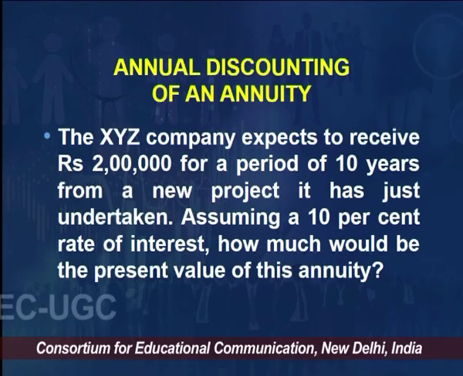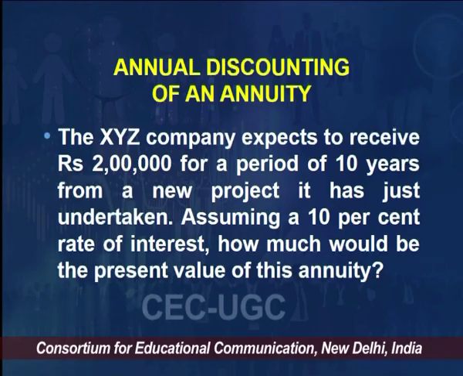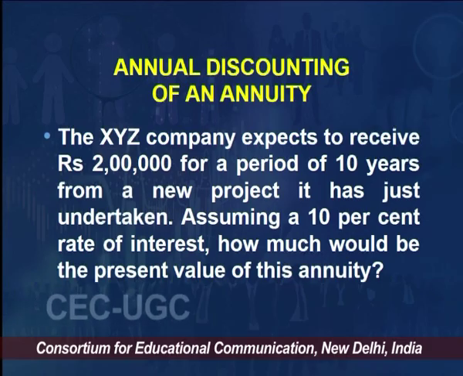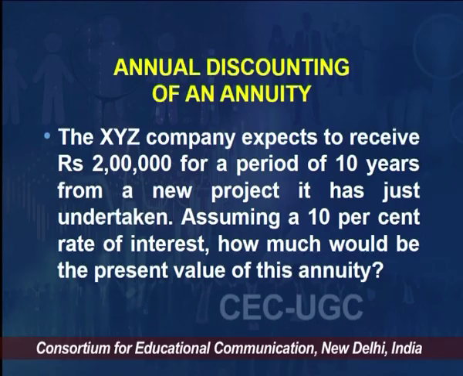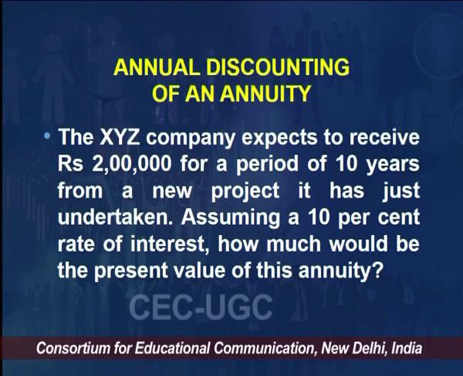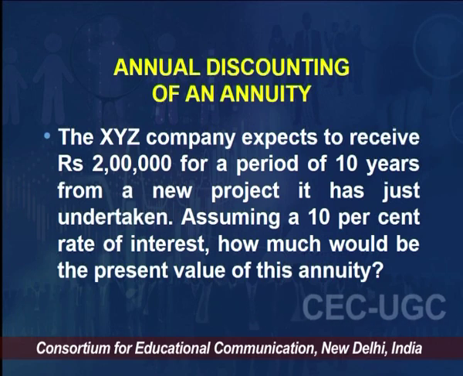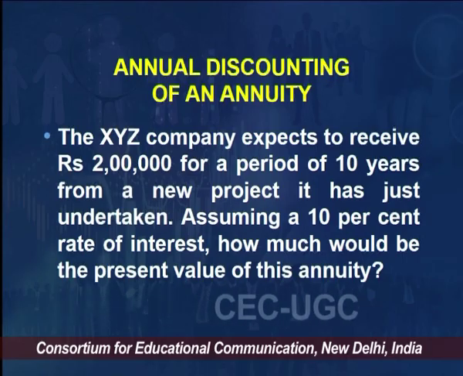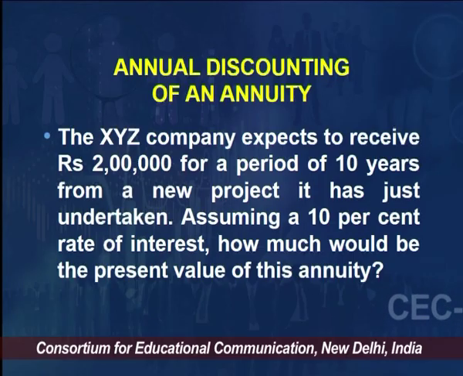Company expects to receive rupees 2 lakhs for a period of 10 years. Every year 2 lakhs rupees are required from a new project. So it's like that, we go for a mining project, we go for installation of something, for example the piped gas line, or supply of any such service, internet. We have towers, and if the towers are given for a 10-year term and the company expects I must earn 2 lakhs every year or every month, that becomes an annuity, right.